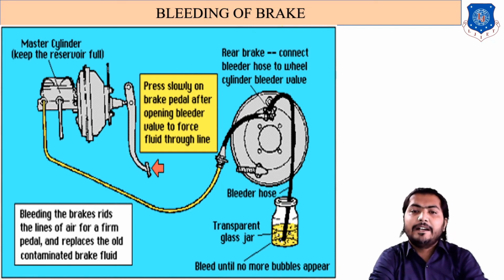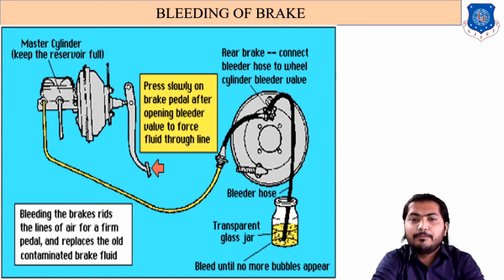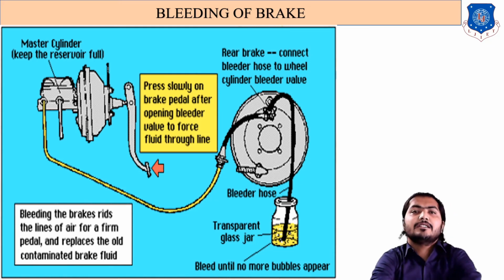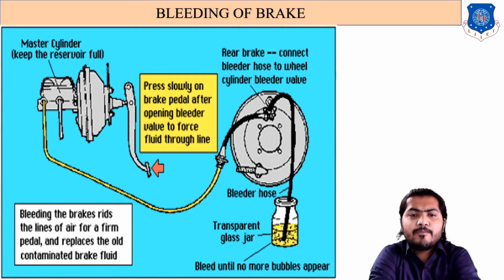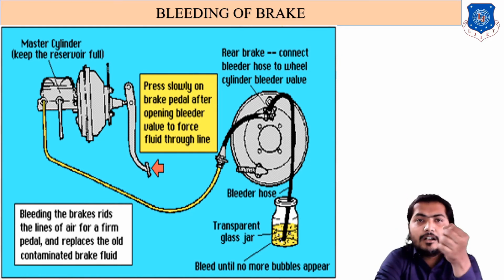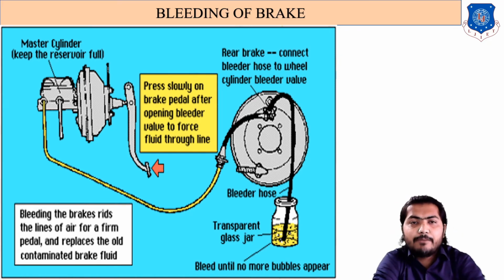So this is the bleeding of brake. Bleeding of brake, the question asked again and again: what is brake bleeding? This is in a hydraulic braking system. Brake bleeding is a phenomenon used in a hydraulic system. What happens is that sometimes air bubbles are in the pipe, or we can say the hydraulic pipe, or in cylinders, or in calipers.